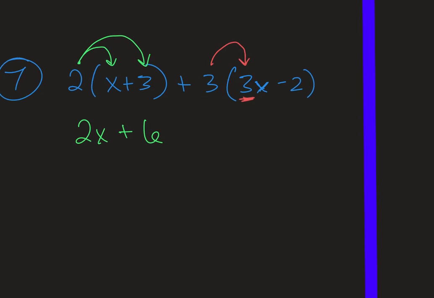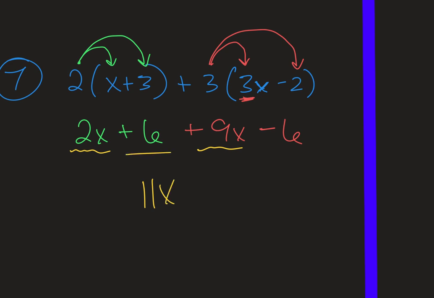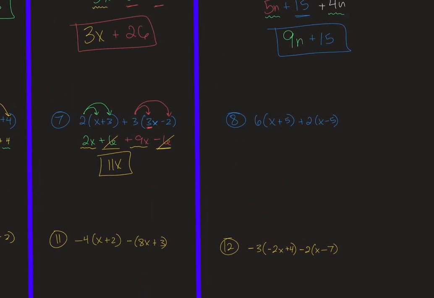3 times 3x is 9x. 3 times negative 2, that's negative 6. Now we just combine like terms. 2x and 9x is 11x. 6 and negative 6 actually just cancel out. So we're just at 11x. And why do they cancel out? Because 6 minus 6 is 0.